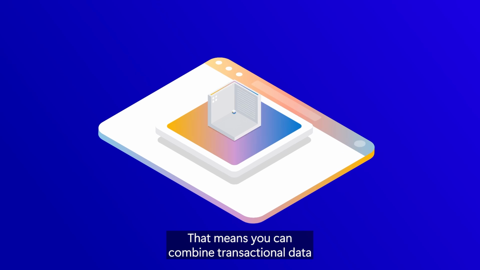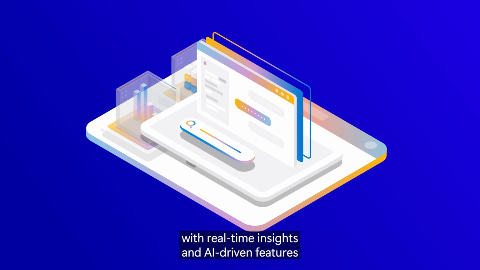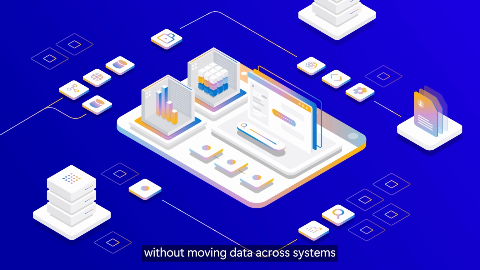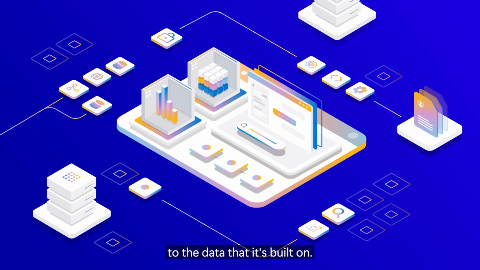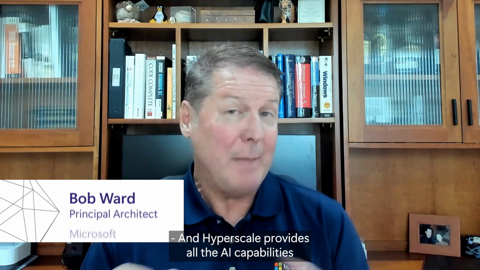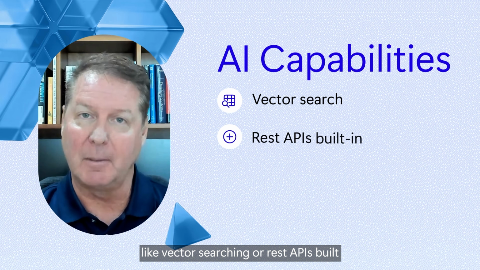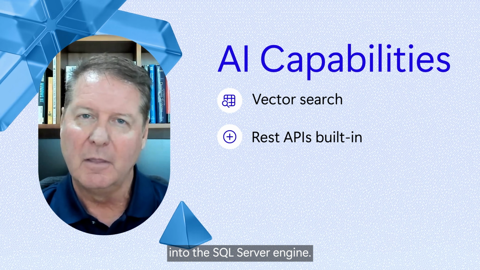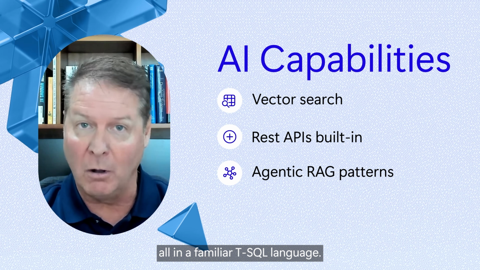That means you can combine transactional data with real-time insights and AI-driven features without moving data across systems or building separate pipelines. This helps keep intelligence close to the data that it's built on. And Hyperscale provides all the AI capabilities for today's developer, including things like vector searching and REST APIs built into the SQL Server engine. This allows for powerful applications like agentic RAG patterns to be done all in the familiar T-SQL language.